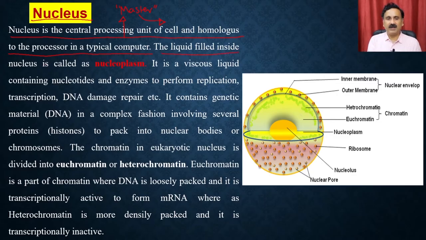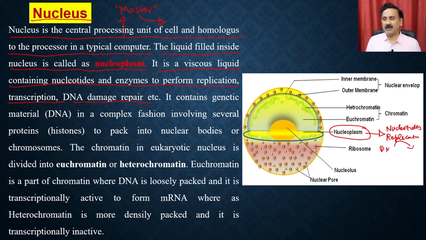The liquid which fills the inside of the nucleus is called the nucleoplasm. It is a viscous liquid which contains different types of molecules, like the nucleotides and the enzymes to perform replication and transcription, as well as the DNA damage repair system, right? The nucleus has the replication machinery, which means it is going to make another copy of DNA, which is required when the cell is going through cell division.